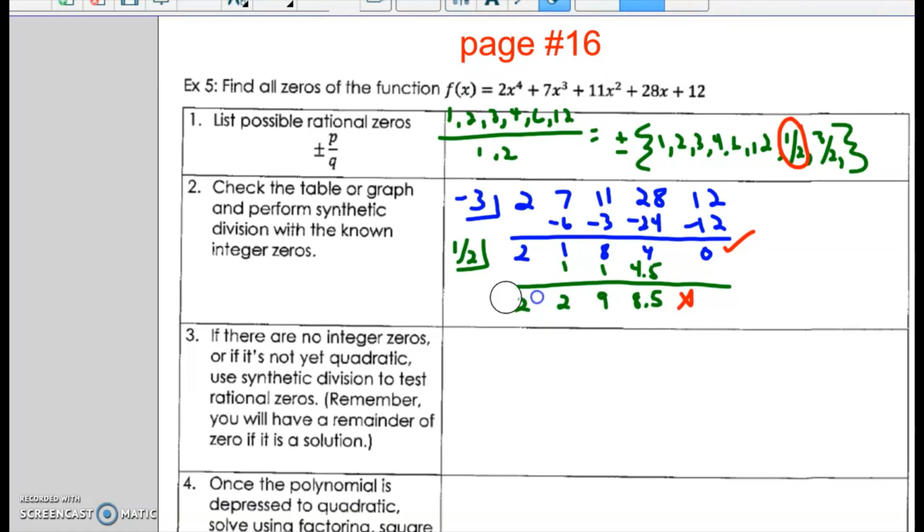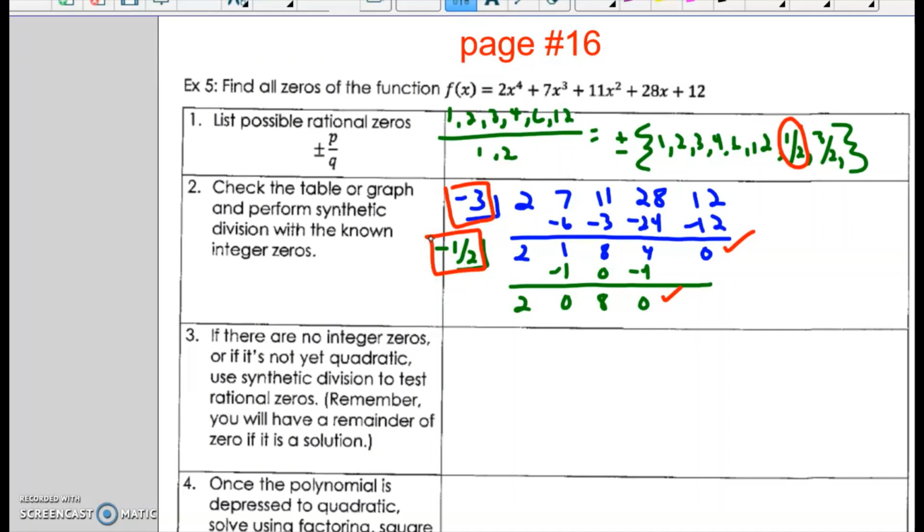So rather than completely starting over, I'm going to try negative a half and see if that works. So 2, bring 2 down. Half of negative 2 is negative 1, gives me 0. There's another 0, bring the 8 down. Half of negative 8 is negative 4, which gives us 0, which is what we want. So now we know 2 answers. We know negative 3 is an answer. We know negative half is an answer.